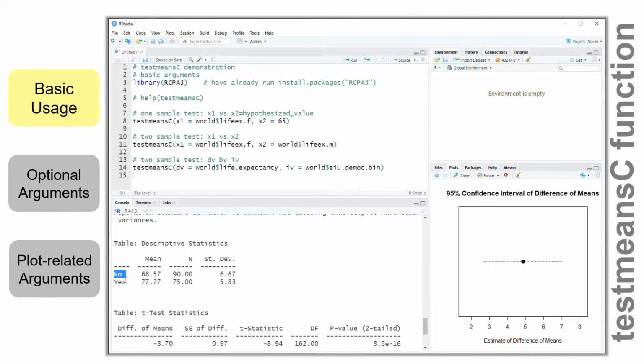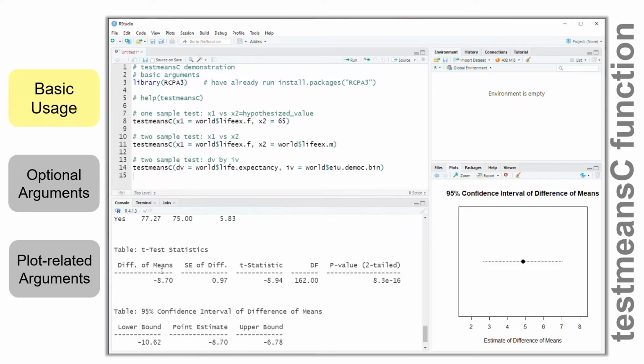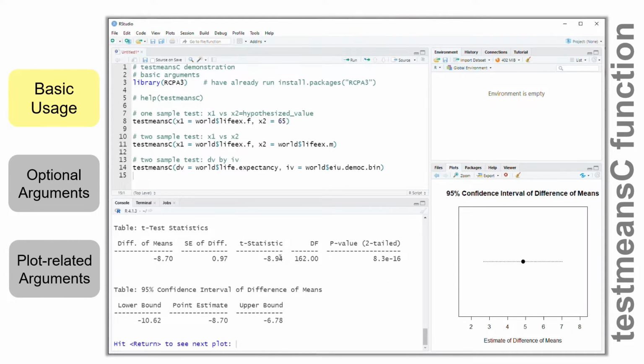It tells us that in non-democracies, the mean life expectancy is 68.57 years. In democracies, where the value of the eiu.democ.bin variable is yes, mean life expectancy is 77.72 years. We've got a table of t-test statistics. The difference is minus 8.7 years. The difference divided by the standard error gives us a t-statistic of almost minus 9. It's a very small p-value, much less than 0.05, so that is a statistically significant difference.